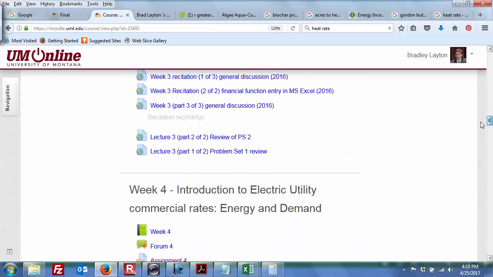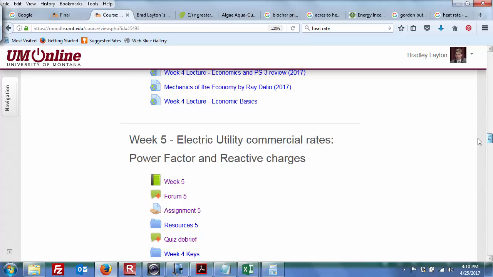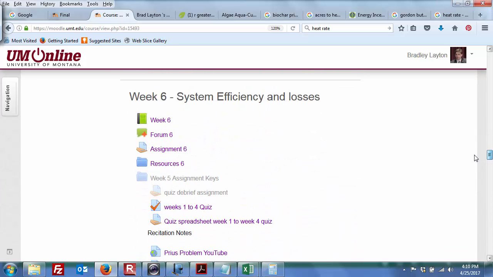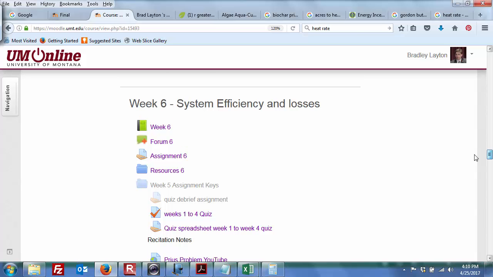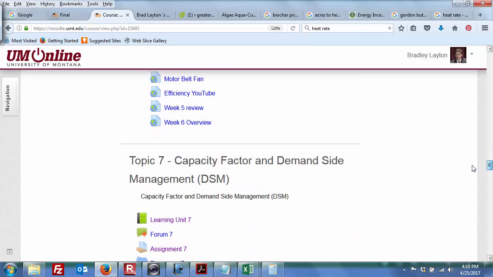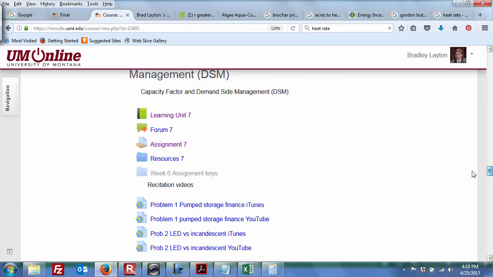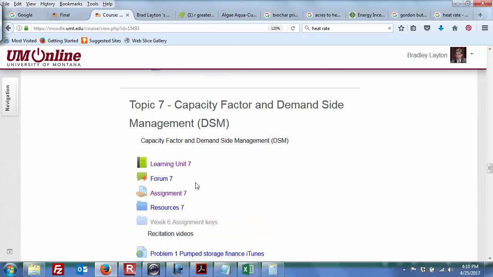Economic basics, economics applied, supply and demand, power factor, systems efficiencies and losses. Are you going to be in this one? No, because you're not going in the water. Too early. Demand side management, capacity factor, pump storage, maybe? Maybe. 7? Pull it up, let's look at it.